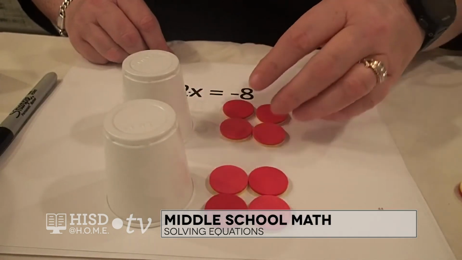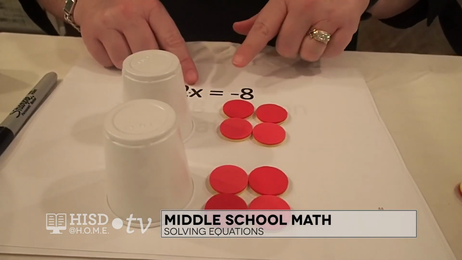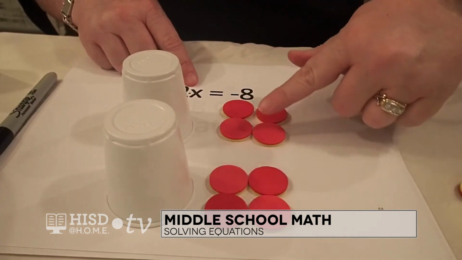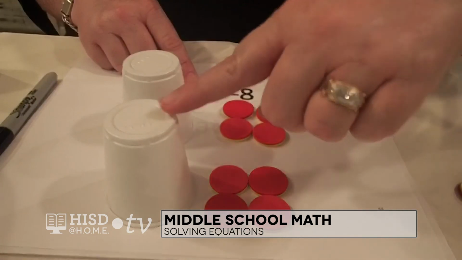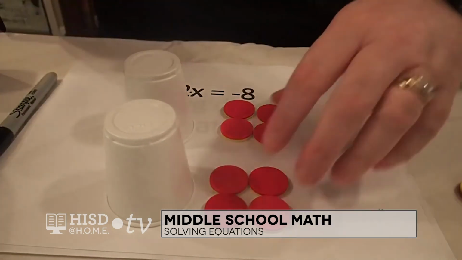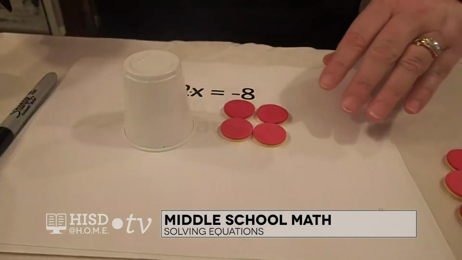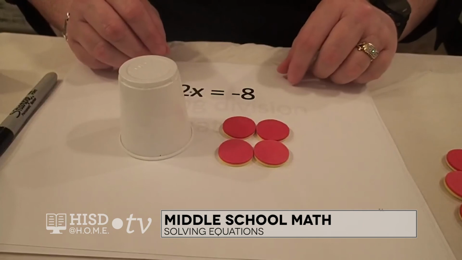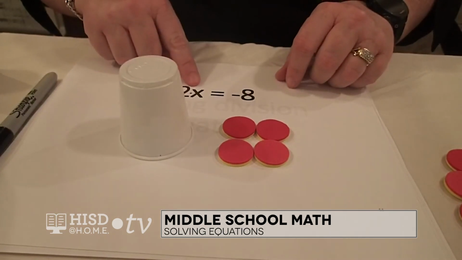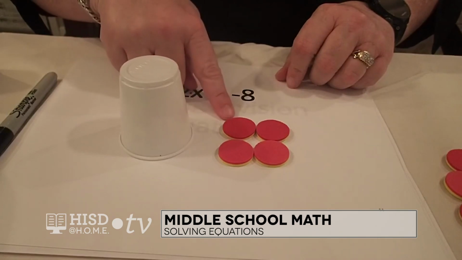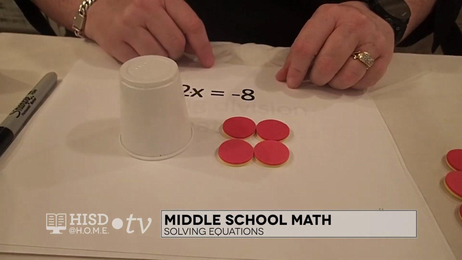Yes. So that means if I divide the negative 8 into these two portions, I have negative 4 in this cup, I have negative 4 in this cup, and so that tells me that 1x is equal to negative 4. So this says 2 groups of x is equal to negative 8, and we're saying that in each group is negative 4. x is equal to negative 4.